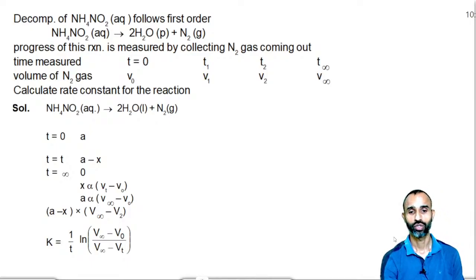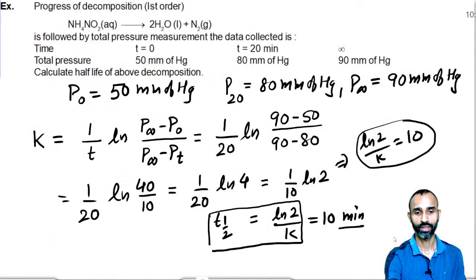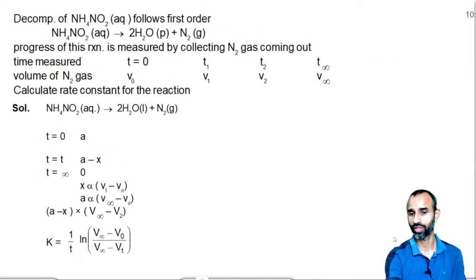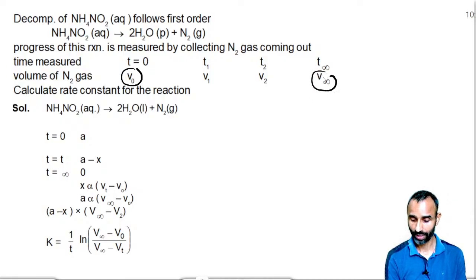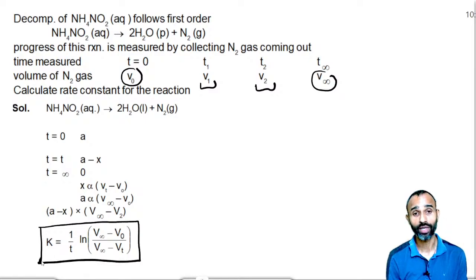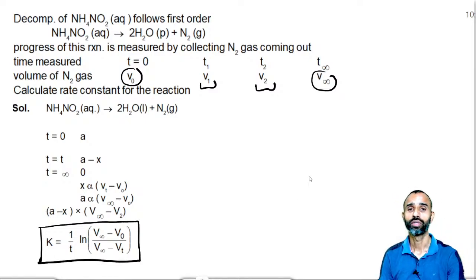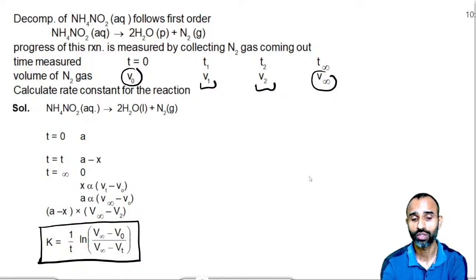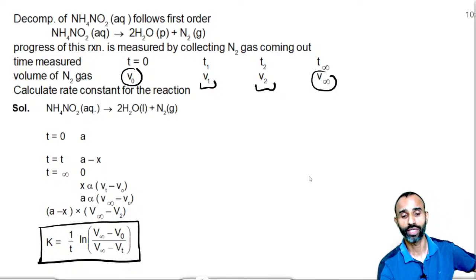Next, same expression, but this time instead of pressure, if volume is given to us. See, again there is V naught, V infinity, and the other volumes. So obviously k comes out to be 1 upon t natural log of V infinity minus V naught upon V infinity minus V t.